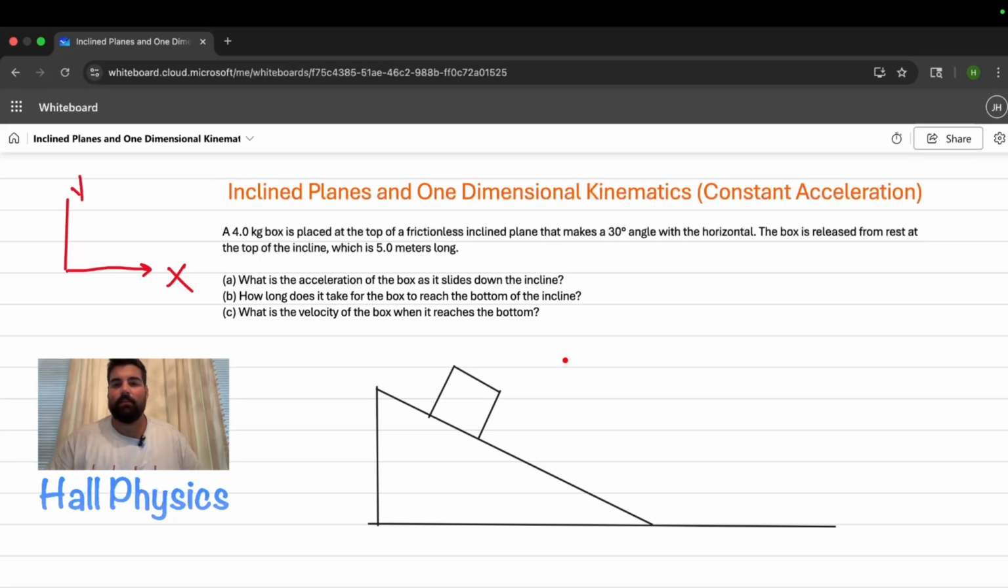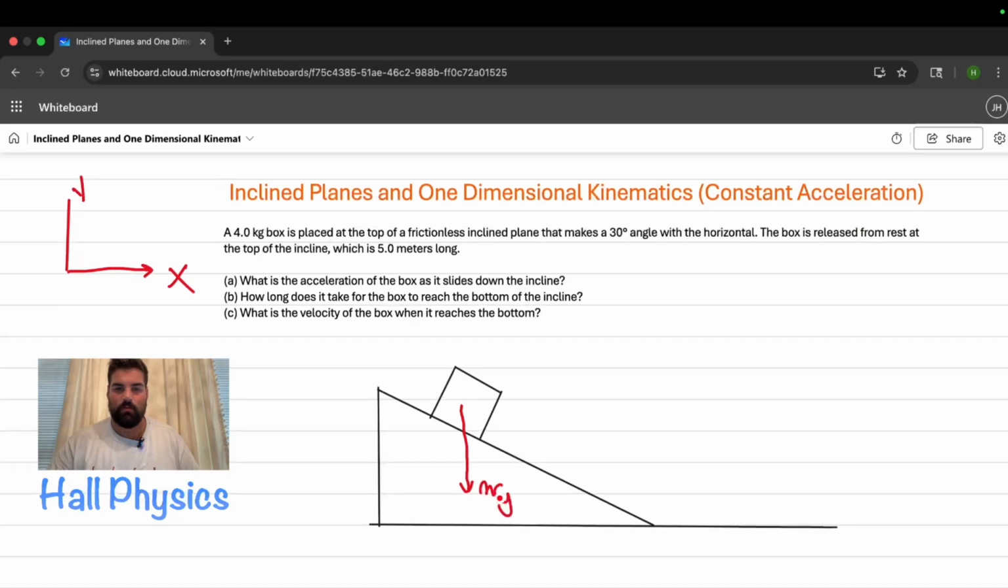The second thing I like to do is draw a free body diagram so I can get a good picture of all the forces acting on this box. So remember, our weight force is always straight down, no matter if we're on the incline or not. Okay, so this weight force is mg. Then we'll have a normal force that's perpendicular to the surface. So our normal force will look something like this.